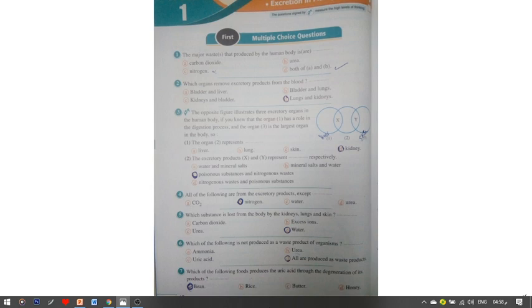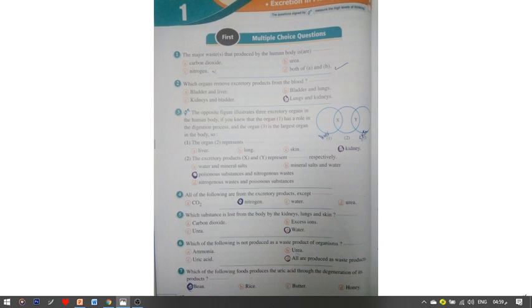Okay, which of the following is not produced as a waste product from the organism? Not produced as a waste product. Here we have ammonia, urea, and uric acid. These 3 we have to learn them by heart. They are the waste products that are excreted from our body. Okay, so ammonia, urea, and uric acid are 3 waste products that are excreted by the human body, and urea is known for its being poisonous, so it's excreted by the kidney after deamination of amino acids.